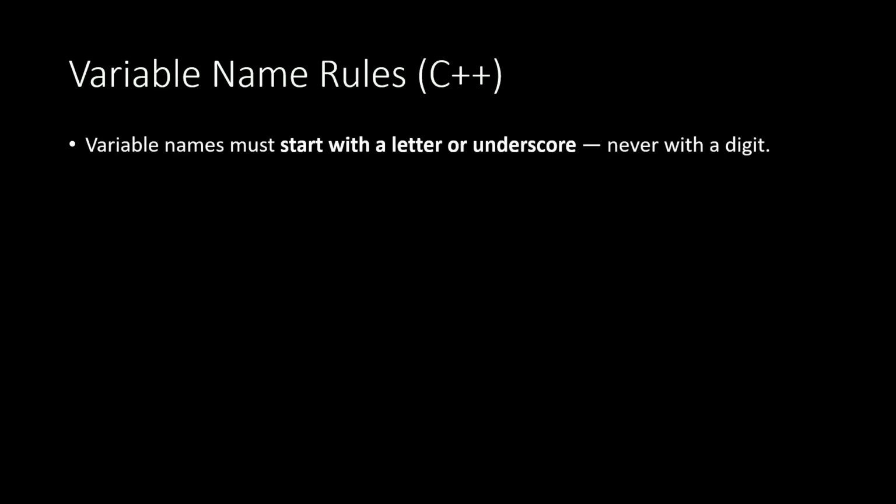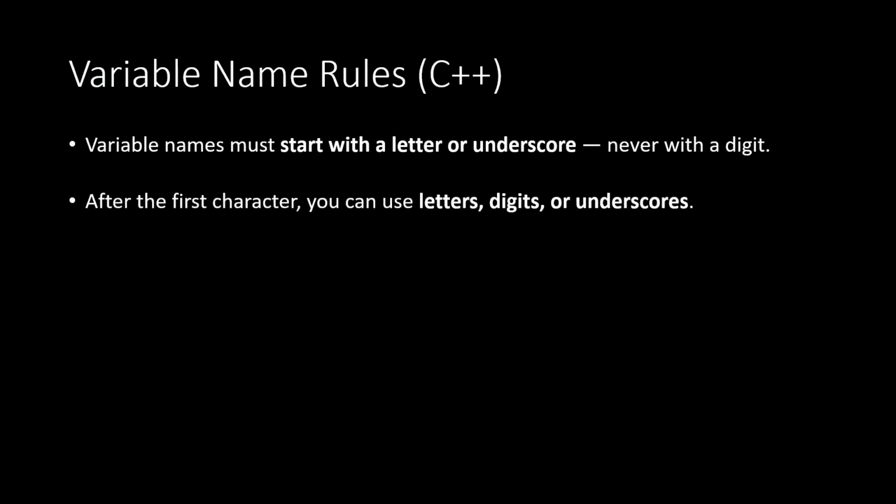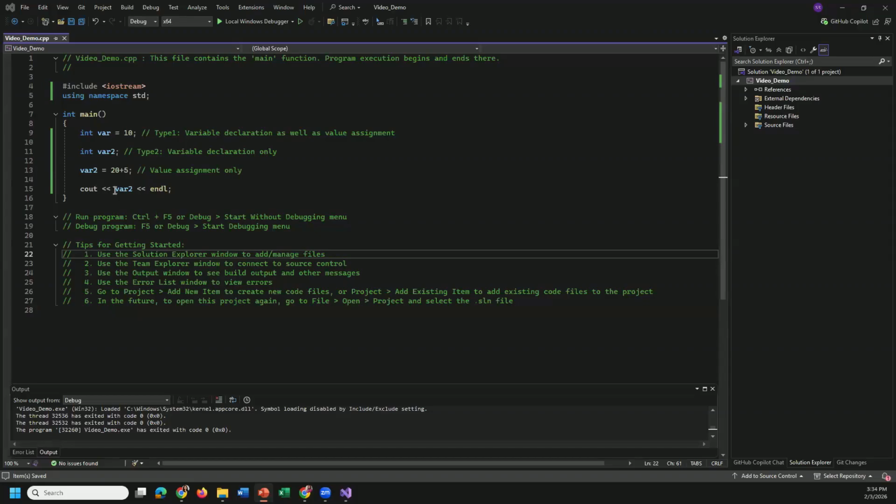So the first rule is that your variable name must start with a letter or an underscore. It should never start with a digit. But once you start with a letter or an underscore, you can use other letters, digits, or underscores, or anything that you want. That means you can have a variable name like this, var2.